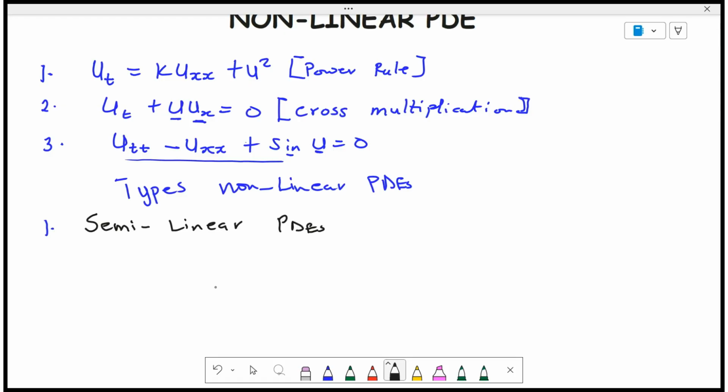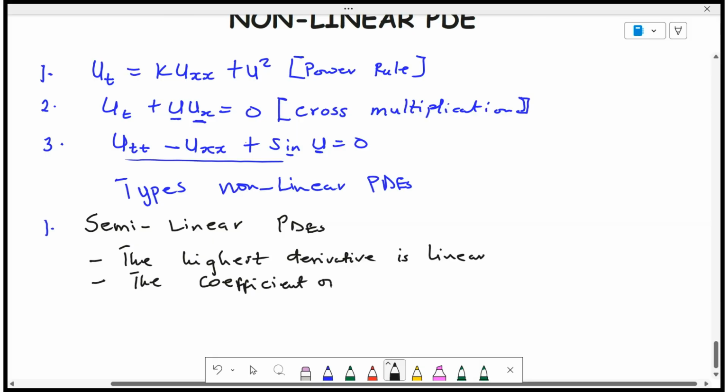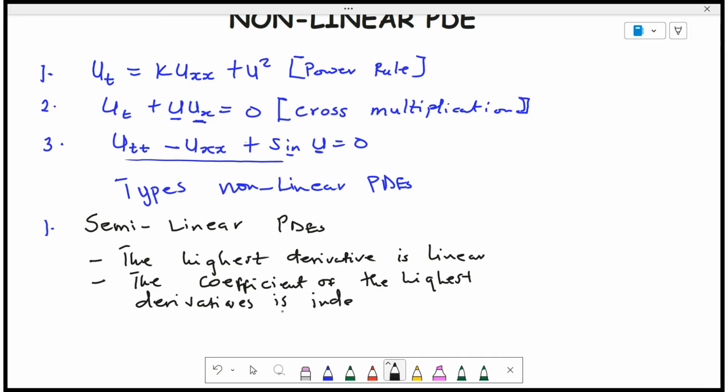A semilinear PDE is when the highest derivative is linear, and its coefficient depends only on the independent variables. So two conditions. One, the highest derivative is linear, and secondly, the coefficient of the highest derivative depends only on the independent variables. All right, so that's for a semilinear PDE.